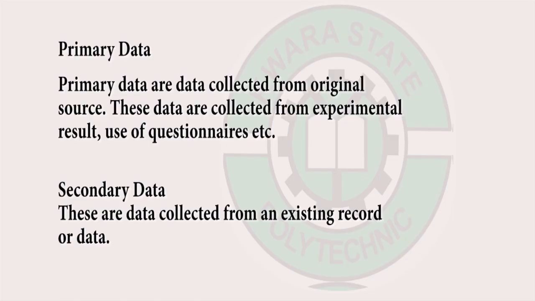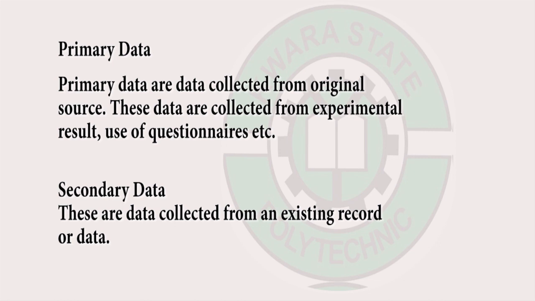Then we have the sources of data. Data can be sourced in 2 ways. The first one is primary data, the second one is secondary data. Primary data deals with data collected from an original source. These data are collected from experimental results or use of questionnaire. You can use different methods to collect primary data. The bottom line is that data must be originated by the investigator himself. So that is primary data.